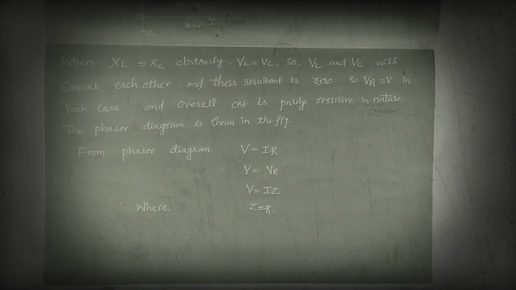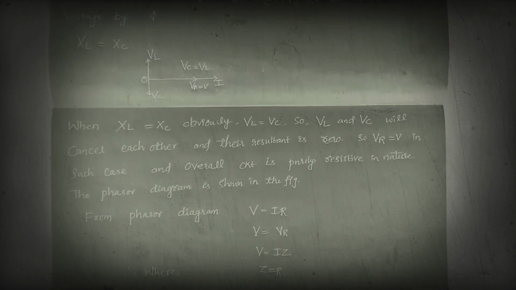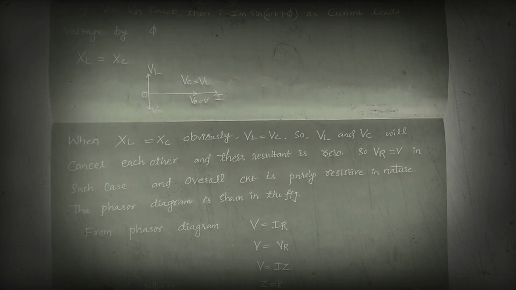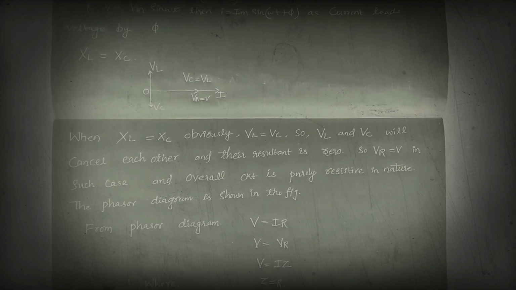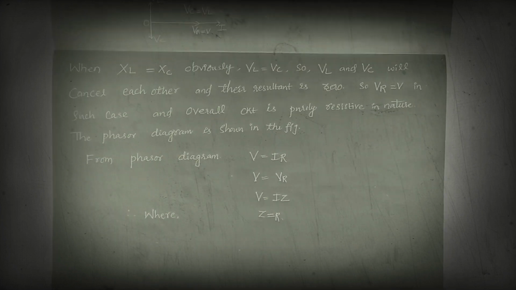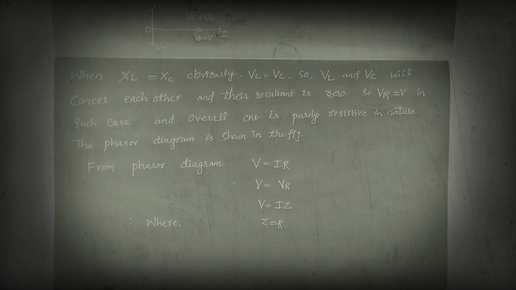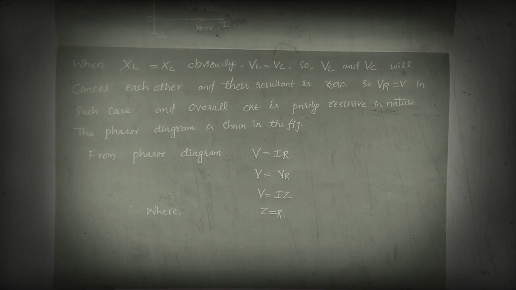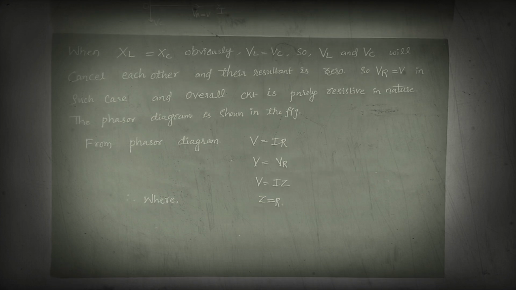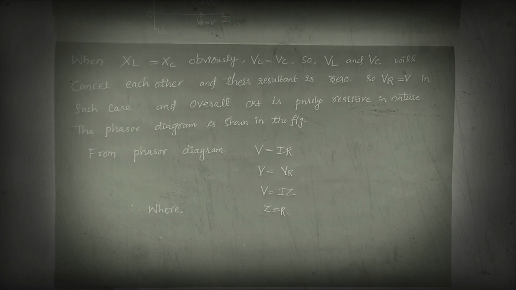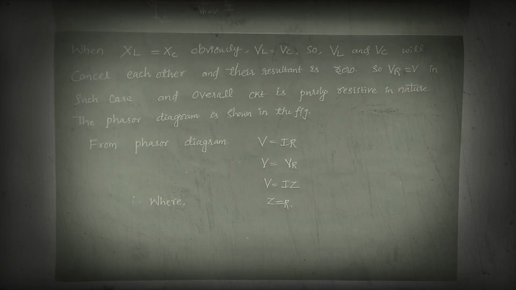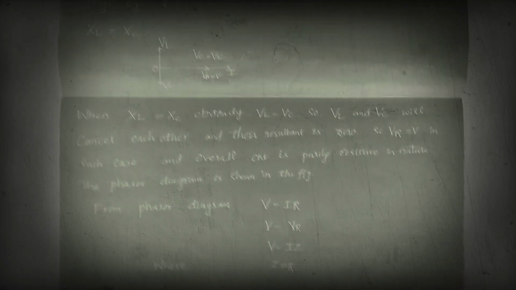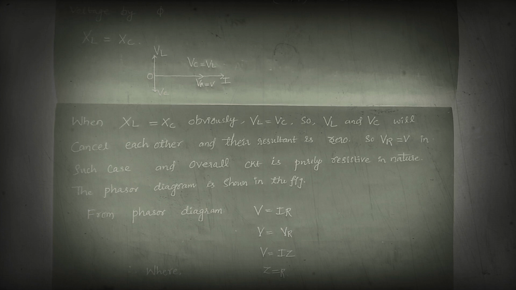The phasor diagram is shown in the figure, VL and VC equal in magnitude, so VC equals VL. From the phasor diagram, I can write V equals I into R, V equals VR, V equals I into Z, where the total impedance is only the resistance, because there is no inductance and capacitance as they cancel each other.